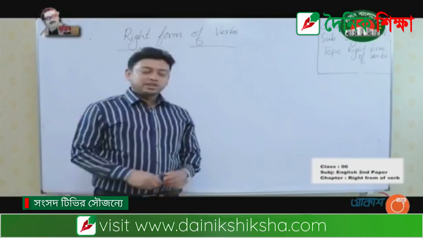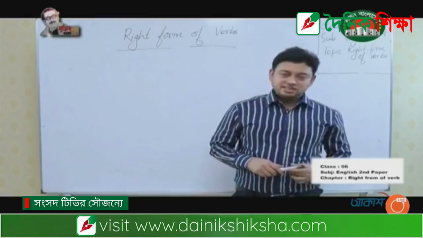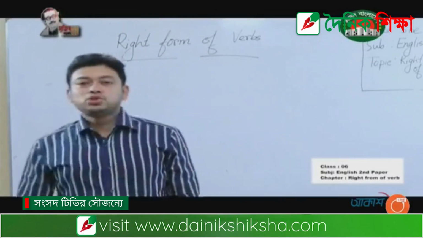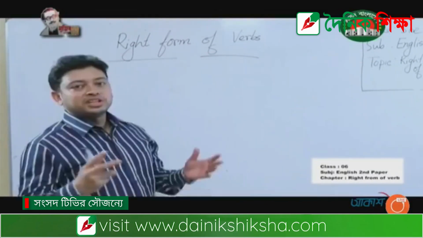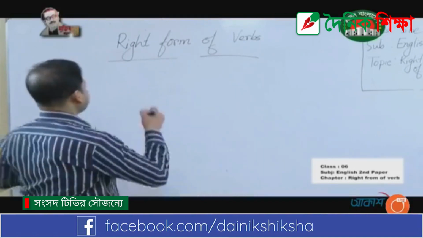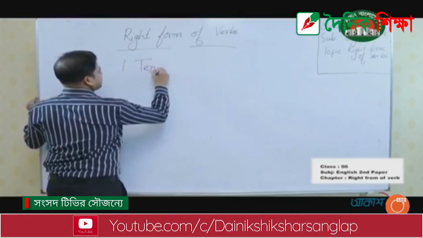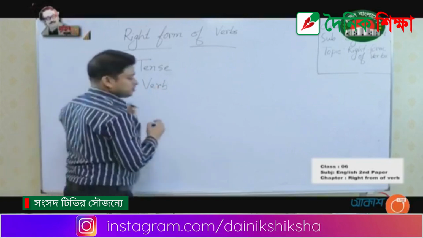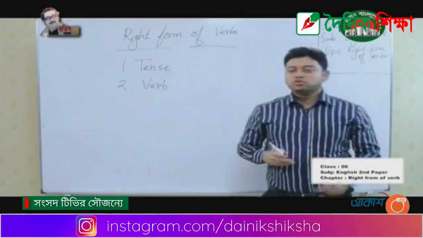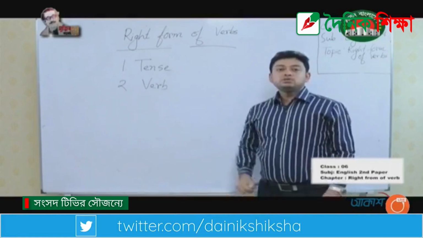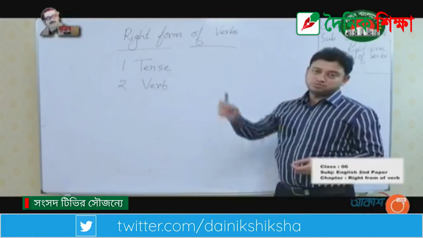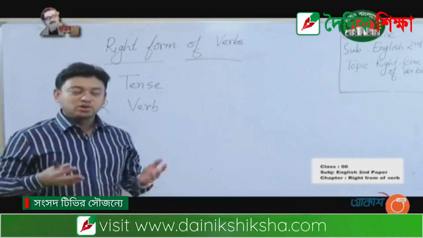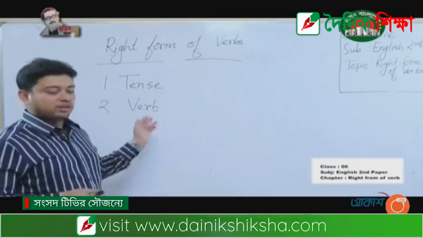Today we are going to discuss a very important topic of English grammar, and this is none other than right form of verbs. Now before I begin, let me draw your kind attention to the most important things. Number one is tense and number two is verb. Because if you have a very good idea over tense and verb, it will be very easy for you to understand the rules of right form of verbs. Now if you don't have proper ideas, then there will be a disaster. So I hope you must have very good idea over tense and verb.